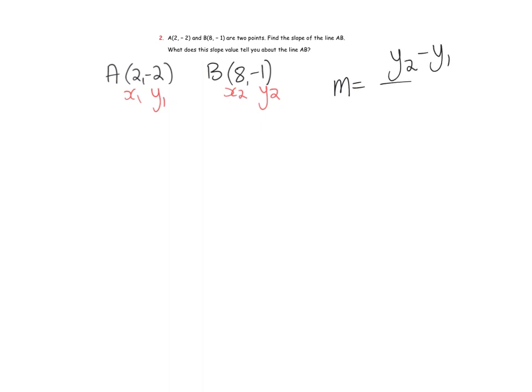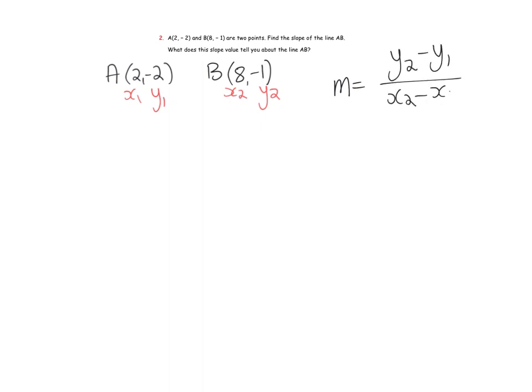The next example says a is (2, -2) and b is (8, -1), and it tells us they are 2 points. It wants us to find the slope of the line AB, and it says, what does this tell you about the line AB? So I'm going to write out the points. We have A, which is (2, -2), and B, which is (8, -1). A is x1, y1, B is x2, y2.